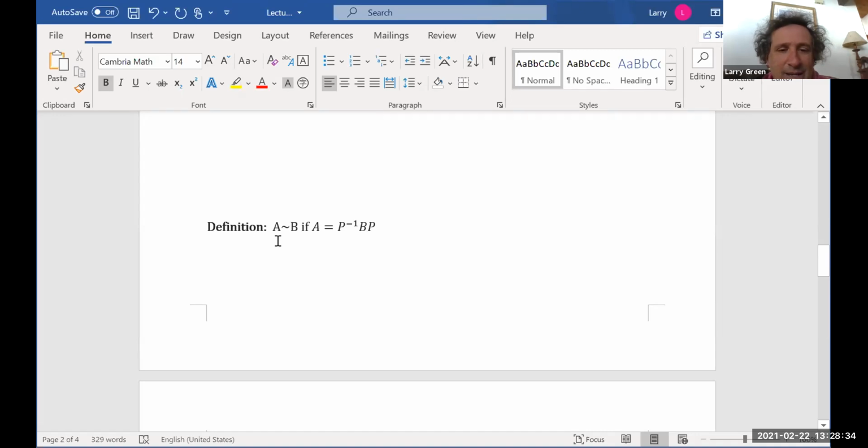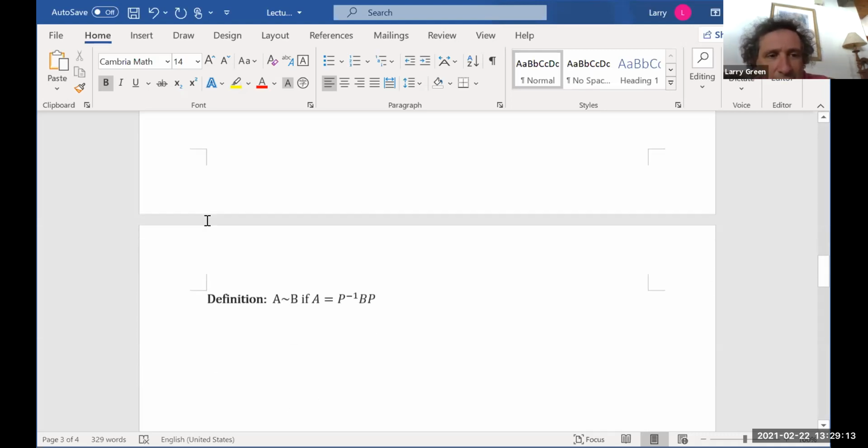This happened on Friday. Do you remember? That was A is similar to B if A is equal to P inverse BP. Do you remember that? And A and B have to be square matrices, or you don't even talk about it. Is that clear so far? I wrote down this definition on Friday, but I wanted to remind you because now I'm using it.